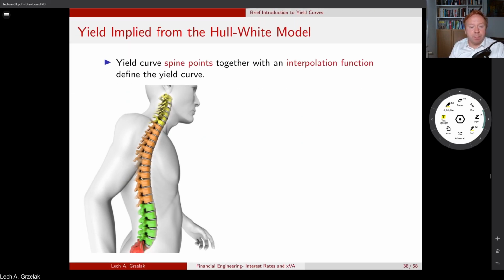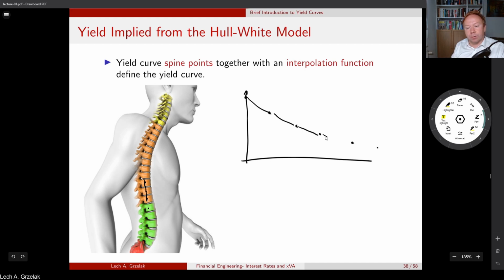If you think of a spine point, it is similar to the spine in human beings. Each of those bonds is a spine point, and in between we have to choose some kind of interpolation routine. So if we talk about a yield, or zero coupon bonds, we take interpolation between all those points. This is how we get bonds in between. Here this will be P(T0, T0), which by definition should be 1.